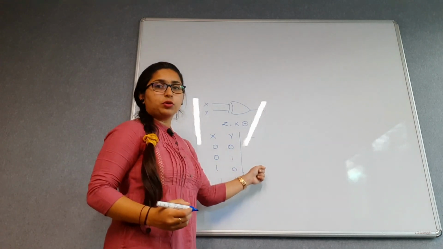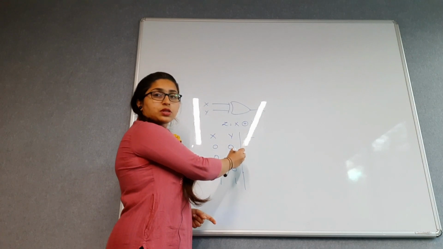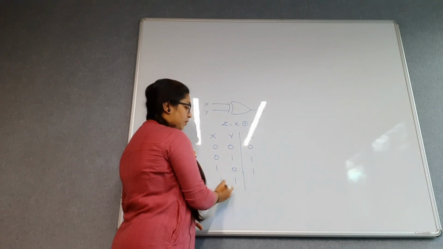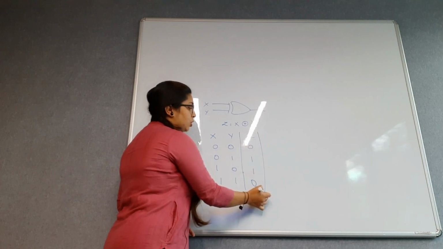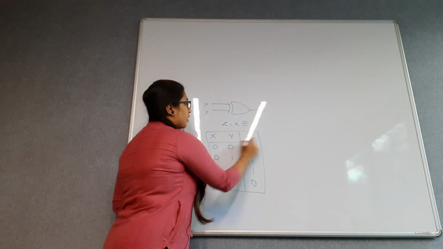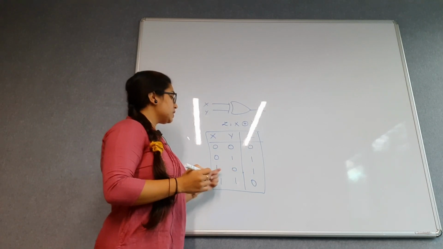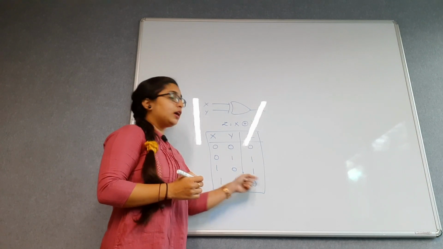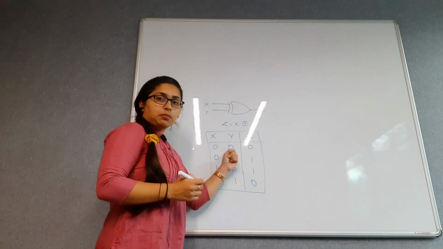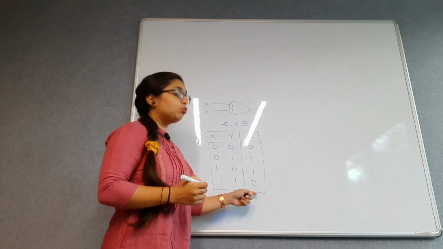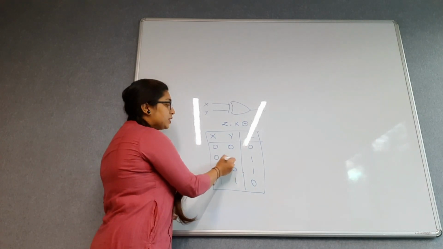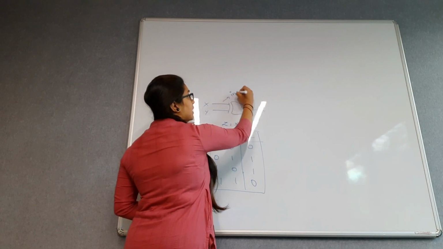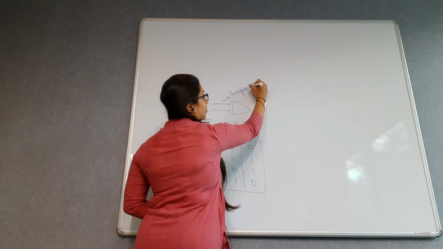So what will be the output? For 0 0 it will be 0, for 0 1 it will be 1, for 1 0 it will be 1, and for 1 1 it will be 0. From here you can see that whenever there is an odd number of ones, the output is equal to 1, and whenever the inputs are the same, like 0 0 or 1 1, the output will be 0. That means there is inequality, so the XOR gate is also called an inequality detector.